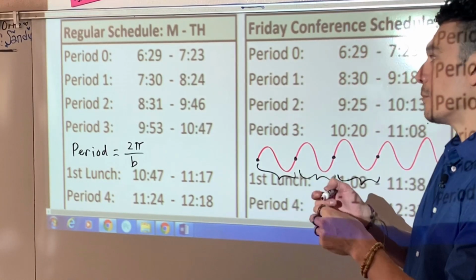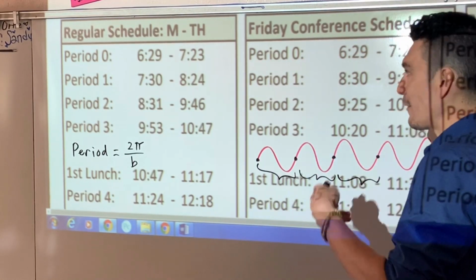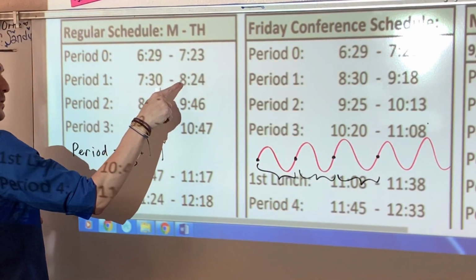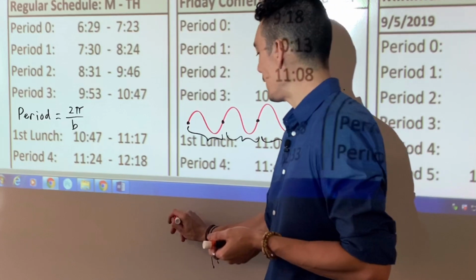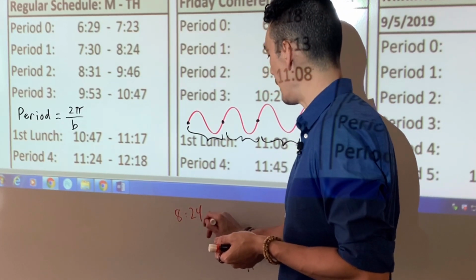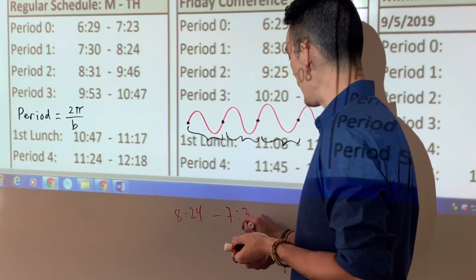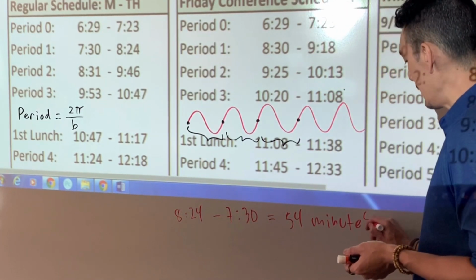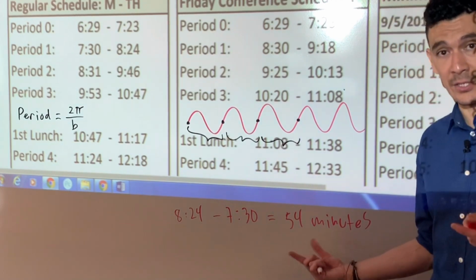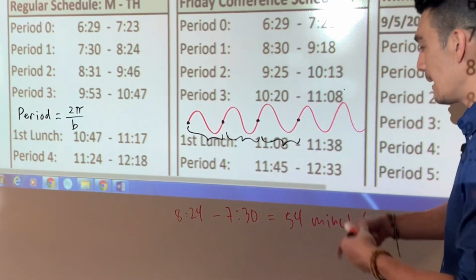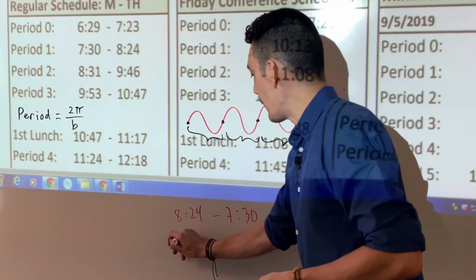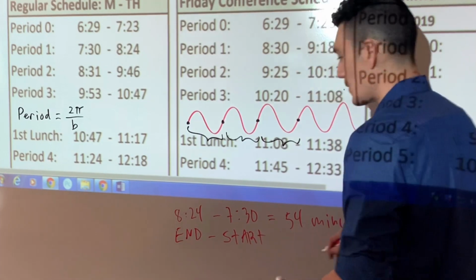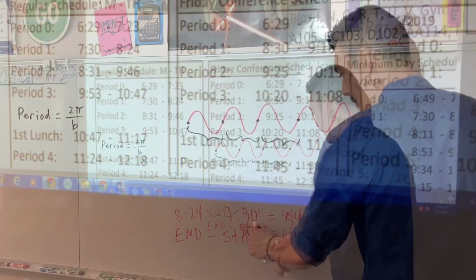Now, consider a more logical approach to this. Think of, for instance, period number 1, which begins at 7:30 and goes to 8:24. What happens if I go 8:24 minus 7:30? You know what I get in return? I get 54 minutes. And you know what? That is the length and duration of a period, 54 minutes. How did I discover that? I wrote down the end minus the start. So the end minus the start equals the period.